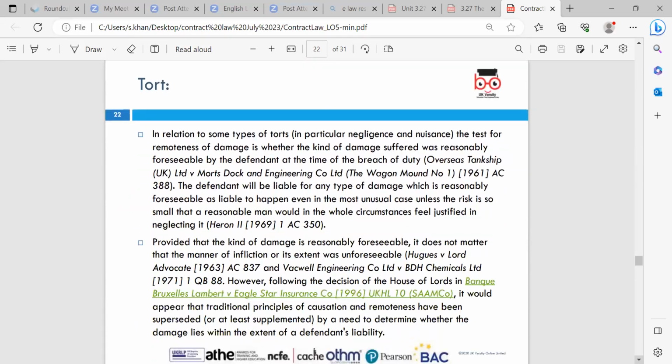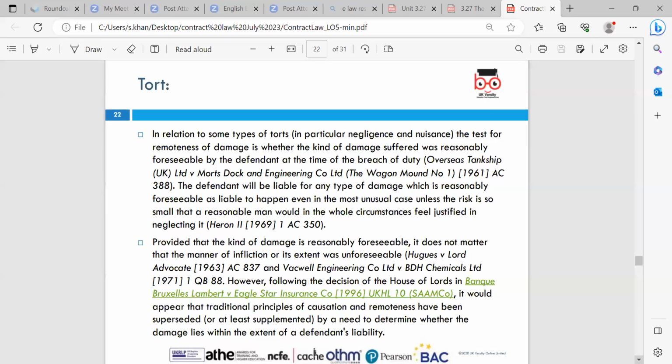So the next one is tort. In relation to some types of tort, in particular negligence and nuisance, the test for remoteness of damage is whether the kind of damage suffered was reasonably foreseeable by the defendant at the time of the breach of duty, such as in The Wagon Mound (No 1), 1961, the Overseas Tankship case.